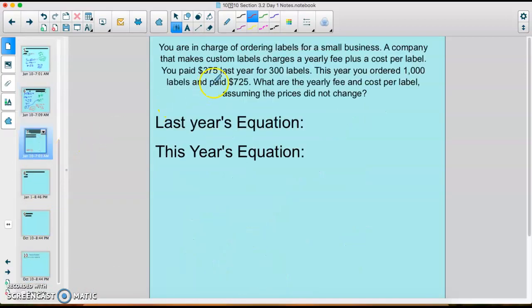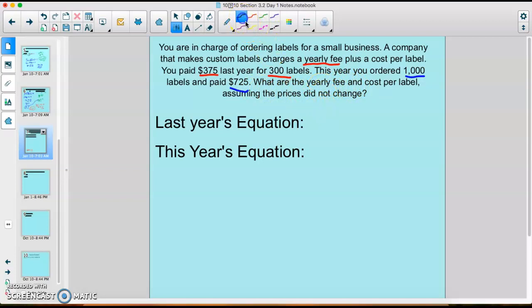Alright, so you're in charge of ordering labels for a small business, and a company makes custom labels. They charge a yearly fee plus the cost per label. So you paid $375 last year, and you ended up purchasing 300 labels. This year, you ordered 1,000 labels, and you ended up paying $725. So what's the yearly fee and the cost per label, assuming that they didn't go up in price?